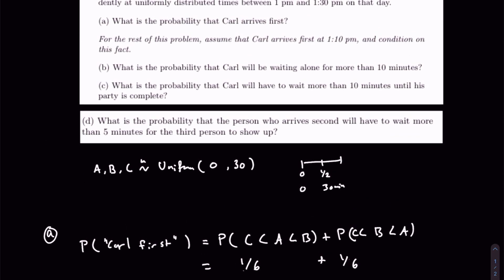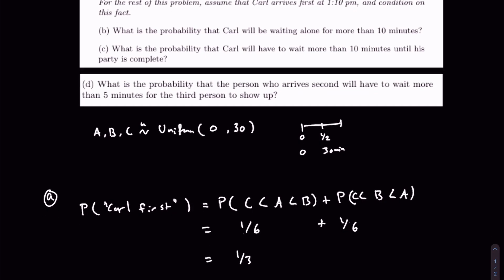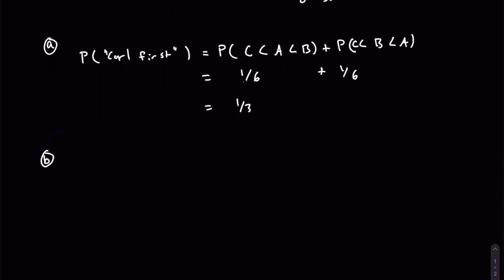And the other question here now is that we're told, what is the probability that Carl, well, first of all, for the rest of this problem, we're assuming that Carl arrives at a certain time, 1:10 p.m., and we're going to condition on this fact for the rest of all of these. So here, then we ask what is the probability for Carl's waiting time being more than 10 minutes.